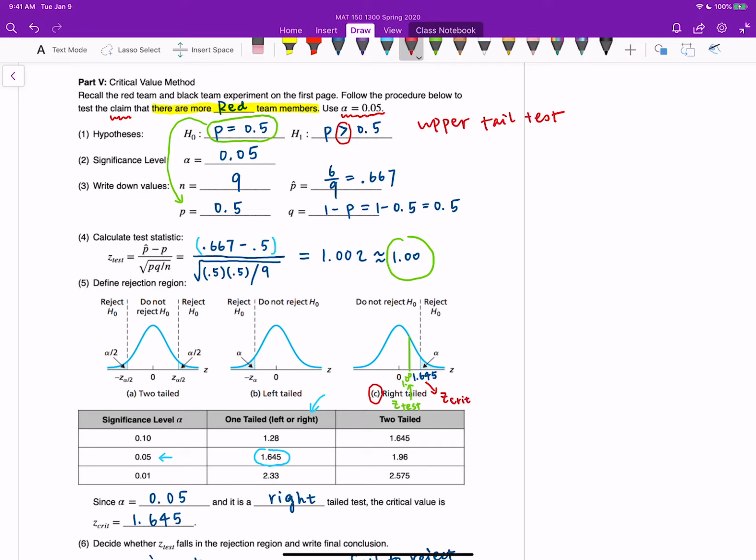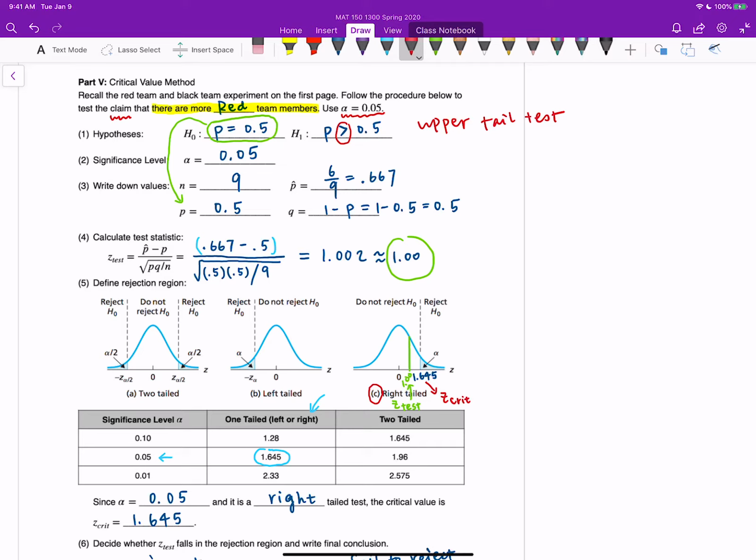Once we have all these 4 values, we plug into the formula to calculate the test statistic z-test. P hat minus P divided by radical PQ over N. Make sure you follow the order. P hat is 0.667, P is 0.5, so you subtract them, divided by square root of 0.5 times 0.5 divided by 9. So if you use your calculator, you will get approximately 1.00 for your test statistic.